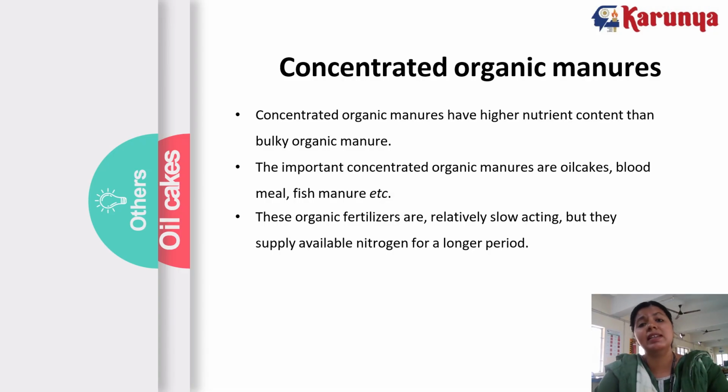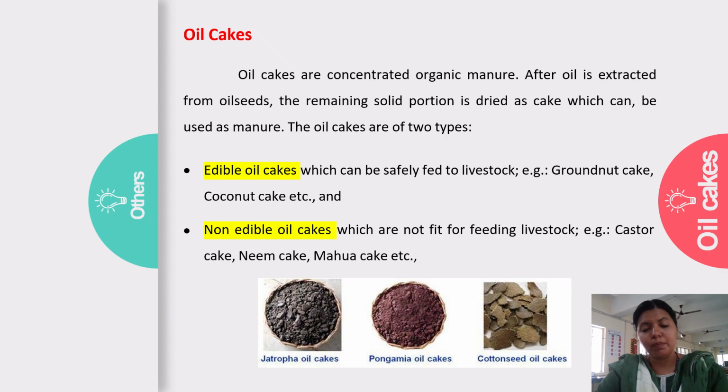Concentrated organic manure, as the name indicates, contains nutrients in concentrated form. That is, when compared to bulky organic manures, it contains a larger amount of nutrients, and hence it will be applied in lesser quantity. One of the important sources of concentrated organic manure is oil cake. Oil cakes are, as I said, the leftover waste material after extraction of oil. And oil cakes are of two types: edible oil cake and non-edible oil cake.